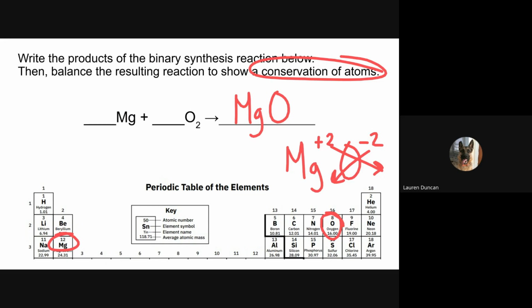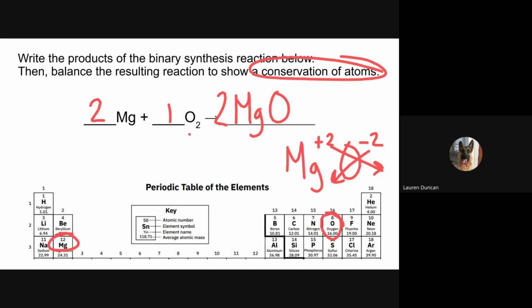So we started with 2 oxygens here on the left. We only have 1 on the right. So to fix that, we can use a coefficient of 2 in front of our magnesium oxide. That 2 doubles the O's up, so they're the same on both sides, but it also doubles the magnesium, which is why we also need a coefficient of 2 in front of magnesium. You can either leave it blank or put a 1 in front of the O2.